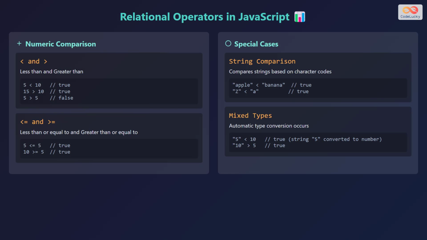For example, 5 less than or equal to 5 returns true, and 10 greater than or equal to 5 also returns true. When comparing strings, JavaScript compares them based on the character codes, which means alphabetical order and case sensitivity will affect the comparison. For example, the string apple less than the string banana is true, and the string z less than the string a is also true. When comparing mixed types, JavaScript performs automatic type conversion. So, for example, the string 5 less than 10 returns true because string 5 is converted to the number 5. Similarly, string 10 greater than 5 is also true.